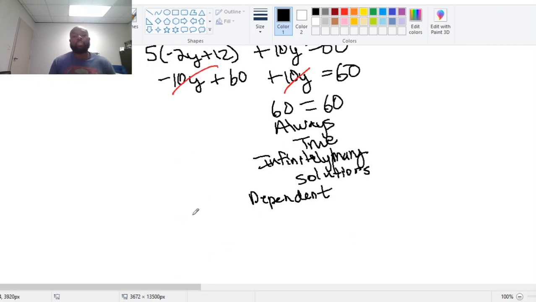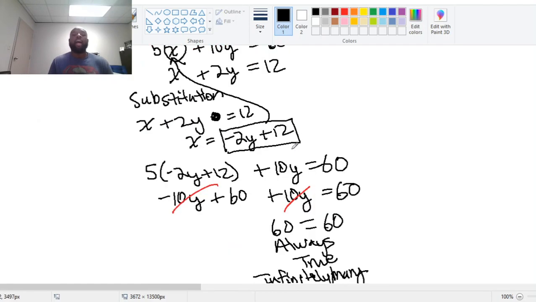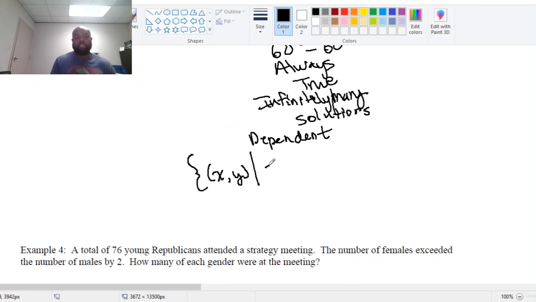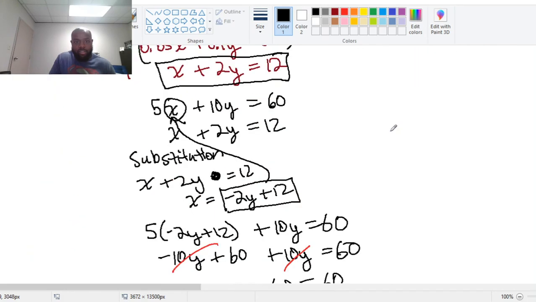And so what we do is we say that our solution set is the set of all ordered pairs (x, y) such that, all right, we can go to one of these equations. I'm going to use this equation since it doesn't have decimals here, such that x plus 2y equals, what was that number? 12.